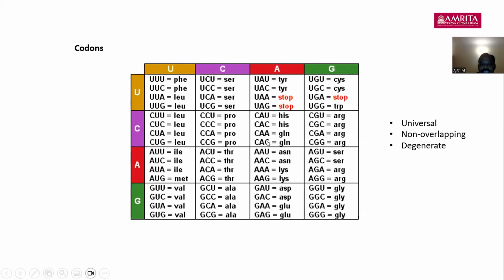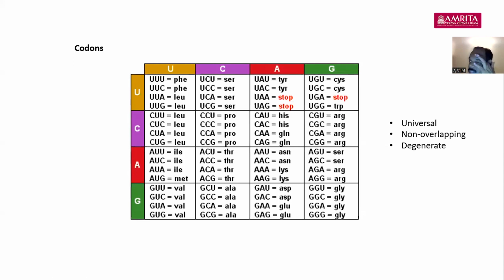So CAA, CAG: glycine, glycine. Even if A is converted to G, no issues. But there are many other combinations here. But the wobble hypothesis explains why the codon is degenerate.